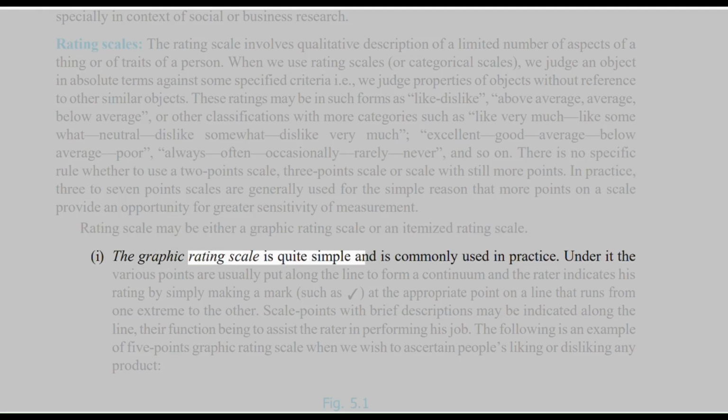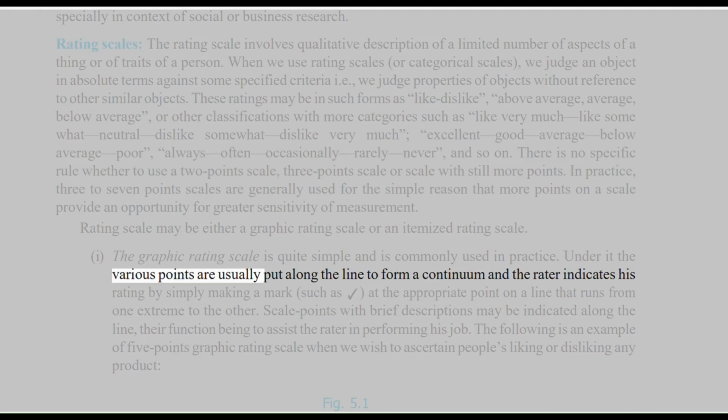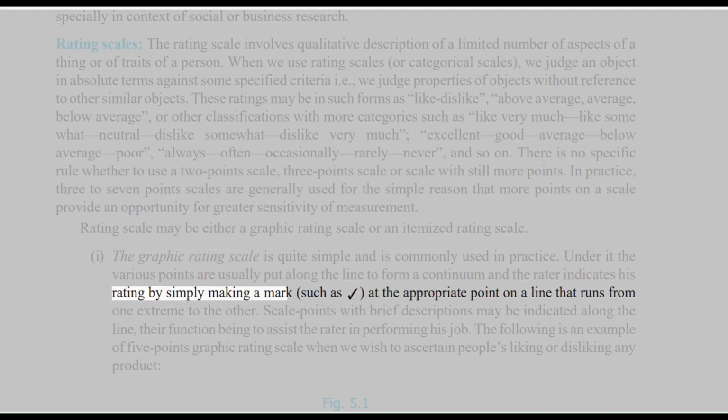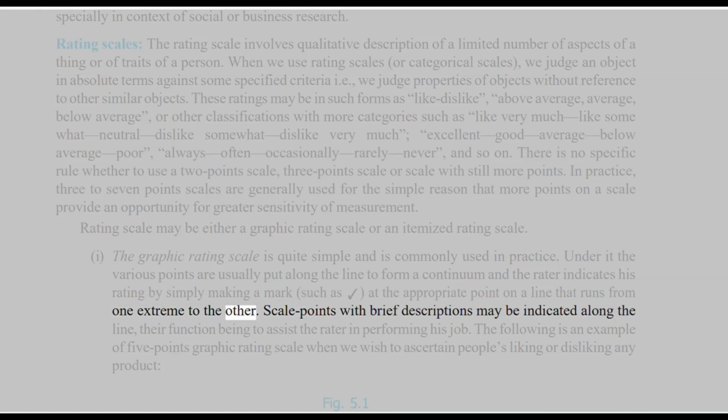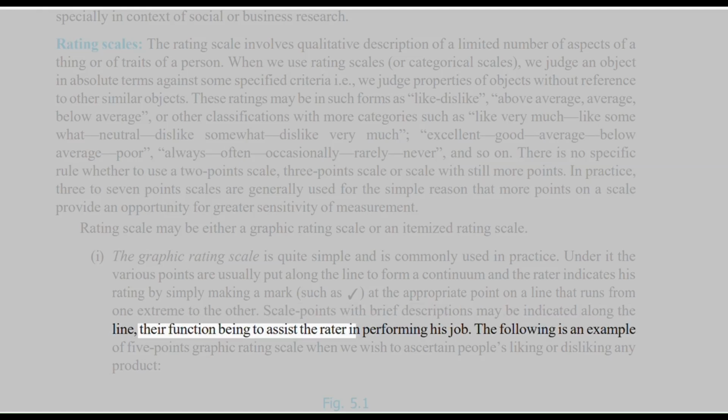The graphic rating scale is quite simple and is commonly used in practice. Under it, the various points are usually put along the line to form a continuum, and the rater indicates his rating by simply making a mark, such as at the appropriate point on a line that runs from one extreme to the other. Scale points with brief descriptions may be indicated along the line, their function being to assist the rater in performing his job.